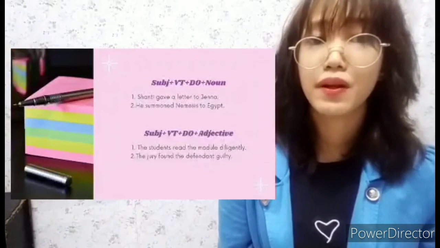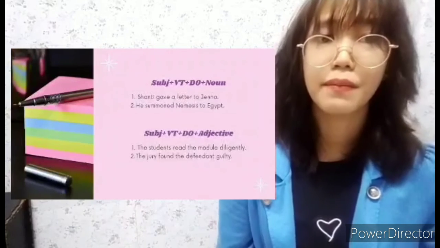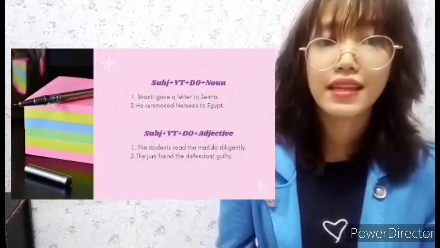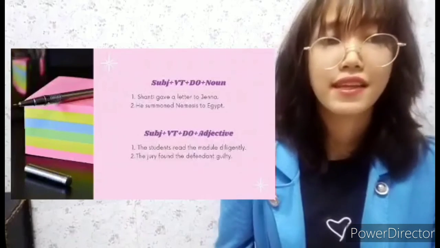If you are having trouble identifying which is a verb transitive, always remember that it is usually before or next to the direct object.